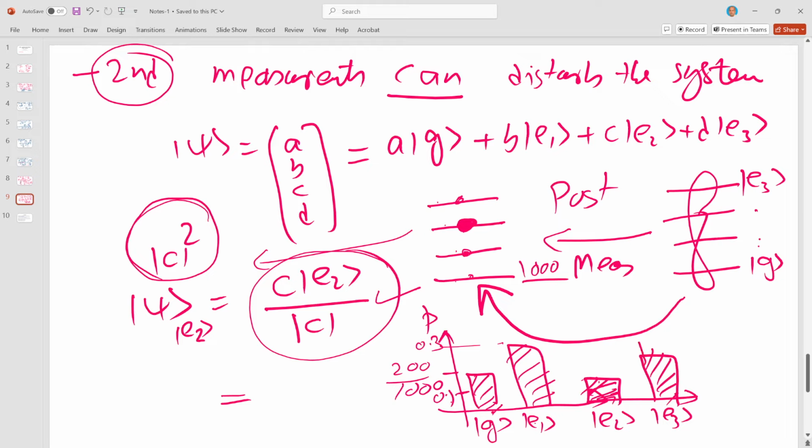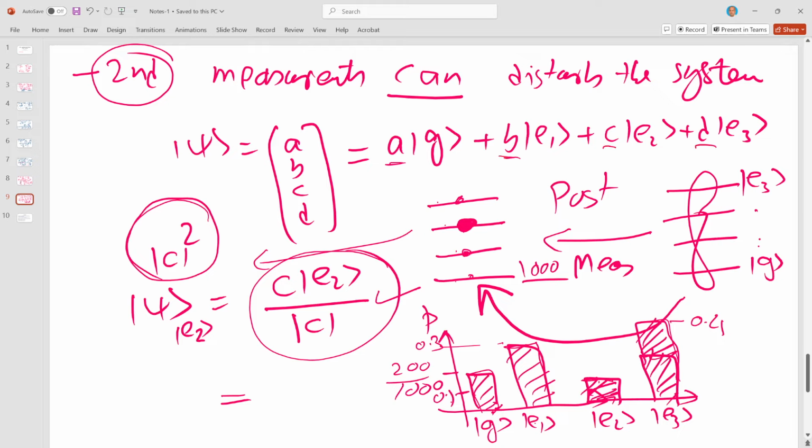And suppose 400 times it got projected to this. So these are the probabilities. After measurement, I can find the probabilities. This has probability of 0.1, this has probability of 0.3, this has probability of 0.4, this has probability of 0.2. But I don't have direct access to these numbers A, B, C, D.